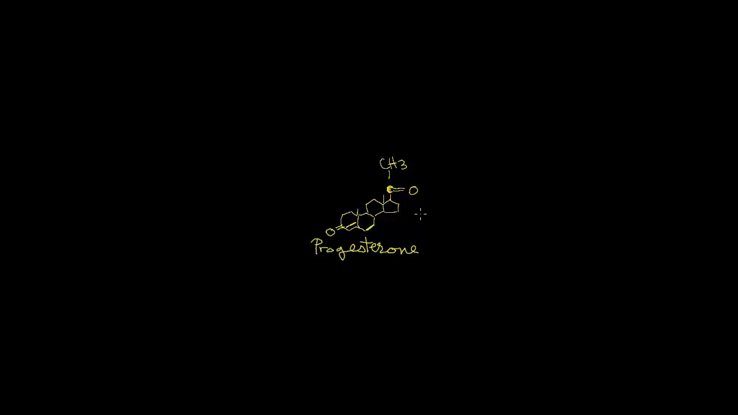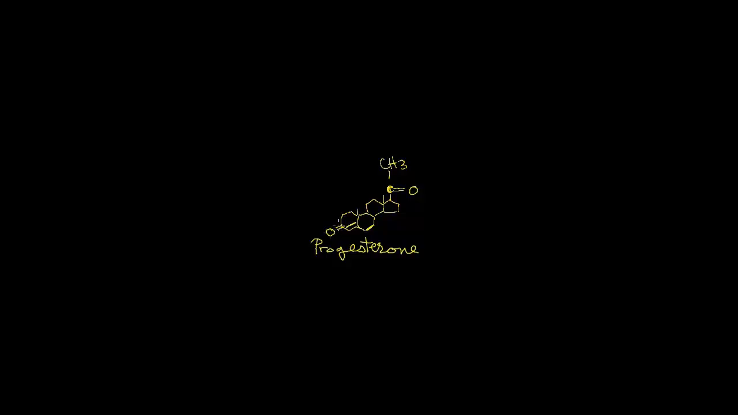So the next step in the common biosynthesis of mineral and glucocorticoid is the conversion of pregnenolone to progesterone by 3-beta-hydroxysteroid dehydrogenase, which also has D5-D4 isomerase action. Pregnenolone is converted to progesterone by the action of the enzyme 3-beta-hydroxysteroid dehydrogenase on ring A and ring B. Remember, in pregnenolone, we had an OH attached to carbon atom number 3 like cholesterol.